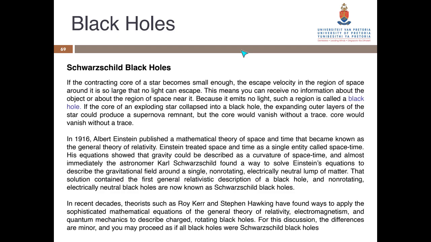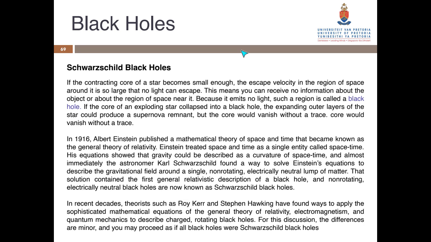If the contracting core of a star becomes small enough, the escape velocity in that region of the space around it is so large that no light can escape. And this means you can receive no information about an object or about the region of space near it. Because it emits no light, such a region is called a black hole. If the core of an exploding star collapsed into a black hole, the expanding outer layers of the star could produce a supernova remnant. But the core would vanish without a trace.